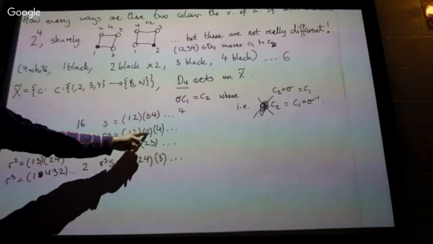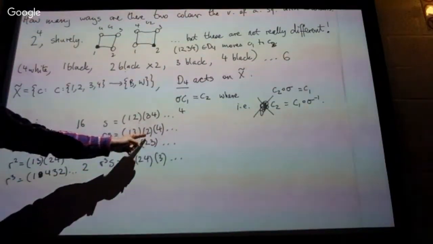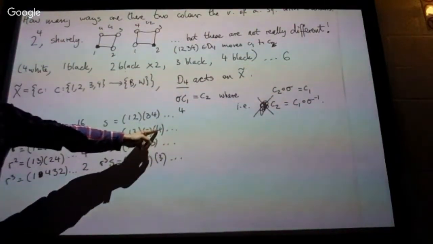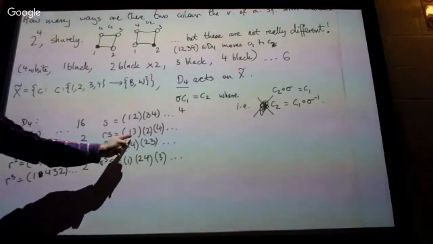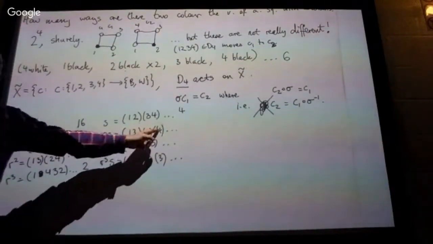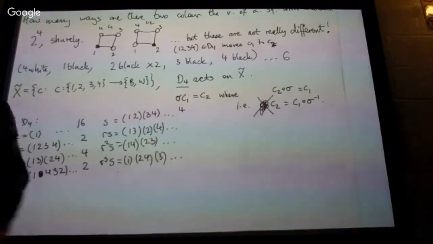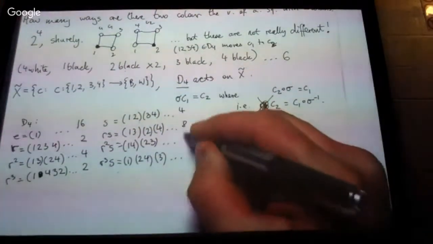Yeah, it's 8, right? Because 2 stays put, so it can have any color it wants. 4 stays put, so it can have any color it wants. And 1 and 3 have to have the same color. So you have 2 options there, 2 options there, 2 options there. Eight. So 16, 2, 4, 8.